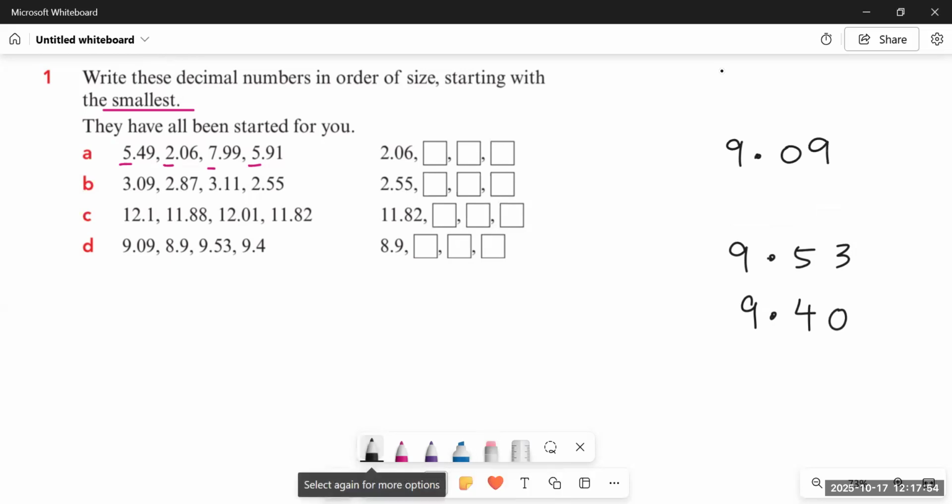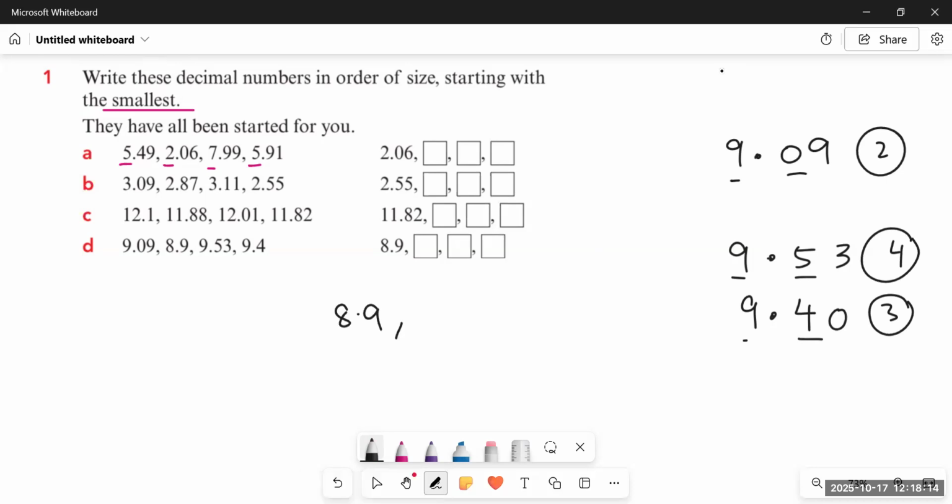So what are we supposed to do? We will now compare the first decimal place. Here it is 0, here it's 5, here it's 4. So 0 is the smallest, it will come in the second place. 4 is greater than 0, here comes 4, and this one is the largest among all. So 9.53 would be the greatest. So in this order, we are supposed to write 8.9, then 9.09, then 9.40, and then 9.53 would be the greatest. Okay, students, I hope this one helps.